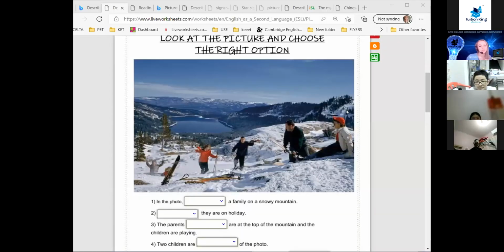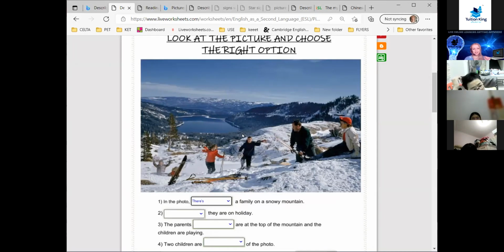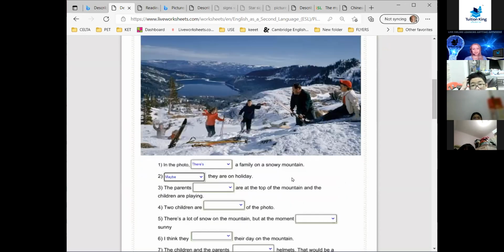Again, let's start. T. Roy, number 1 for you. In the photo, there's a family on a snowy mountain. There's a family. Okay, do we agree it's there's a family? Yes. All right, cool. Esther, let's go number 2. Maybe they are on holiday. All right, guys, do we agree it's maybe? Yeah, cool. Okay, very well.